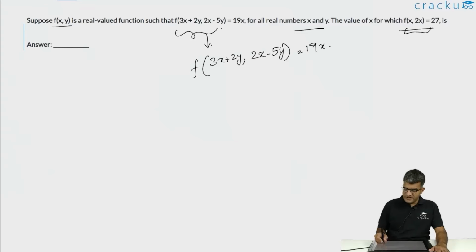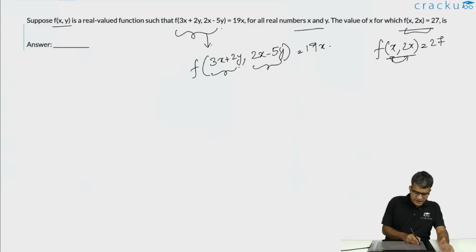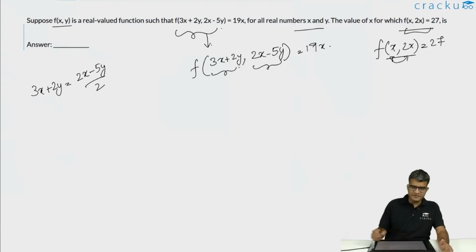If you are looking at what we need to do, we need to find the value of x such that f of x comma 2x is equal to a particular number 27. So the first thing we'll do is try to understand the relationship between x and y such that this x parameter is half of the y parameter. Once we get that ratio, we will be able to progress further because over here we want x comma 2x. So we'll try to find out if 3x plus 2y is equal to half of 2x minus 5y, what is the relationship between x and y?